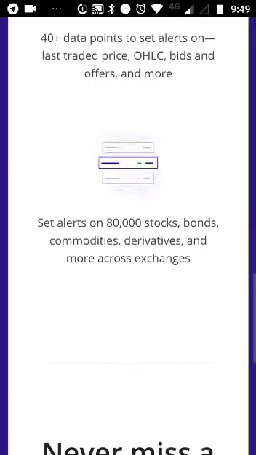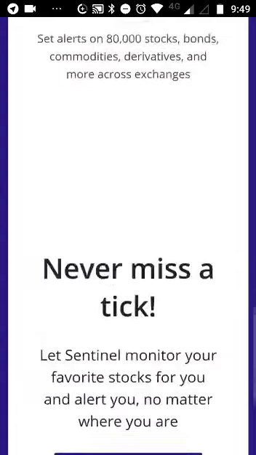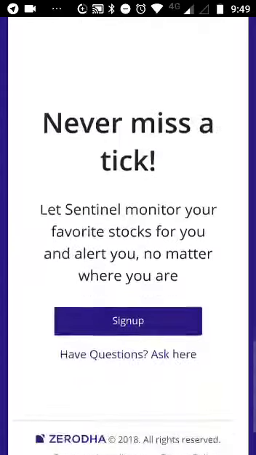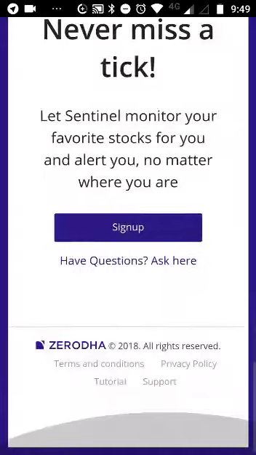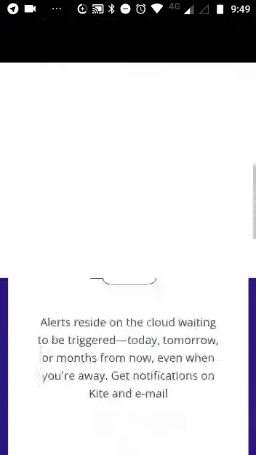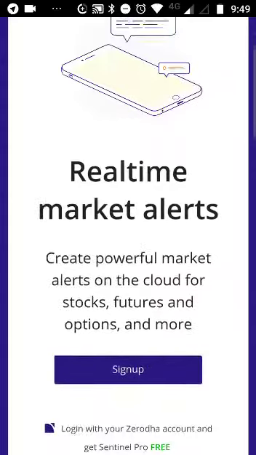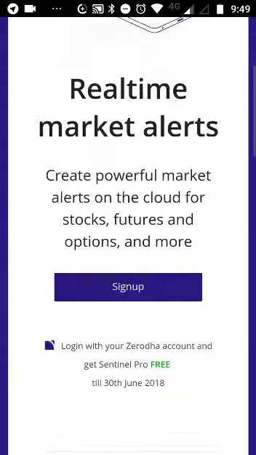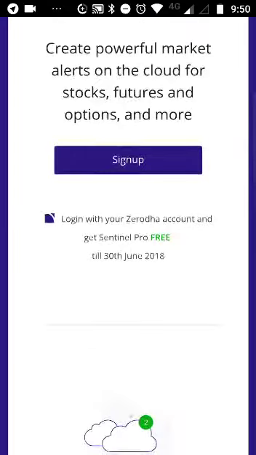This is an alert from which you can actually set up an alert for whether the price has gone up from this price, and things like that. So if you have a Zerodha account, you can use this Sentinel Pro version, which has a lot of features, and for free till 30th of June 2018. And this is a cloud-based concept, and it's an amazing feature where you can get real-time alerts.